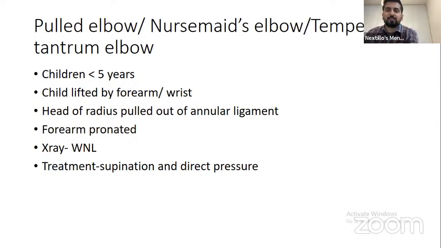They are usually seen in children less than 5 years of age, particularly when the child is lifted by the forearm or wrist. Now the head of the radius is pulled out of the annular ligament and the child keeps the forearm pronated. This is an important hint in your exam question: the forearm is usually pronated and the X-ray does not reveal anything. So the simple treatment for these injuries is supination and direct pressure, which will pop the radial head back into the annular ligament, and the child will be happy again and will be moving his arm. So remember, pulled elbow, no X-ray signs, and simple treatment by supination.